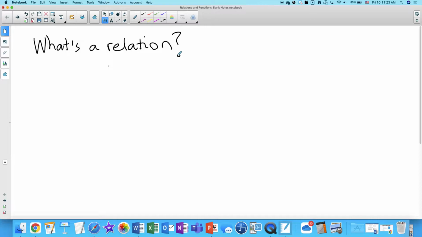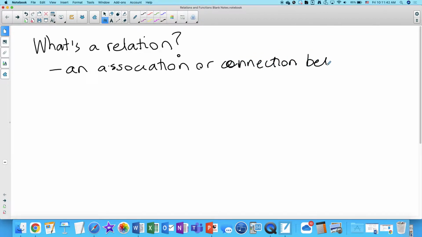A relation is an association between 2 variables. Association or connection. Sometimes it's actually between more than 2 variables, but that's not something that you really look at in high school math, so I'm not going to go there right now. Okay, so what are some examples?